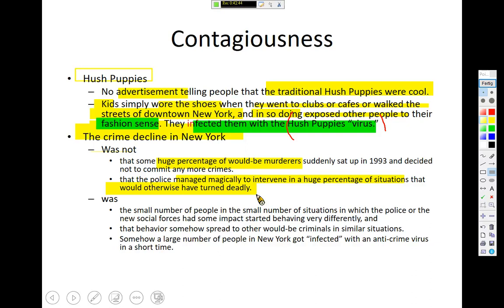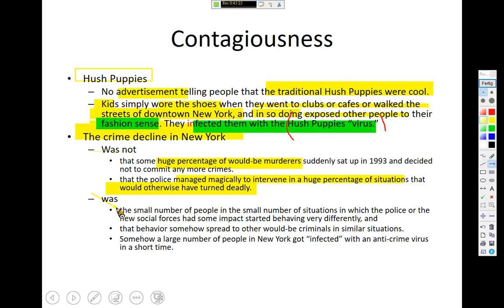One possibility is that a huge percentage of the criminals suddenly stood up and said, hey, we don't want to commit more crime. No, it's not happening this way. Or the second possibility is that the police just magically, whenever, wherever a crime was happening on the street, were there. No, it does not happen this way, right? Instead, it was because of other reasons.